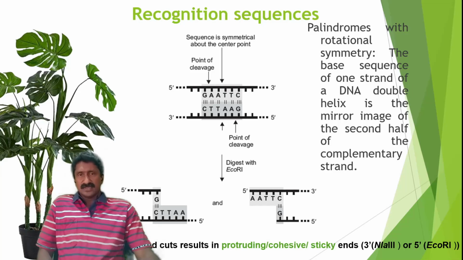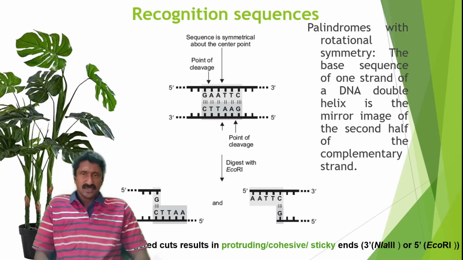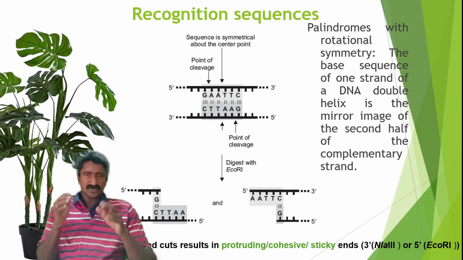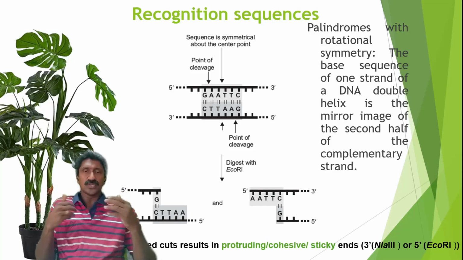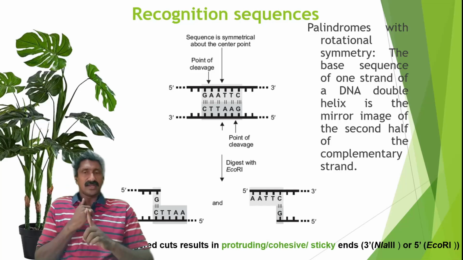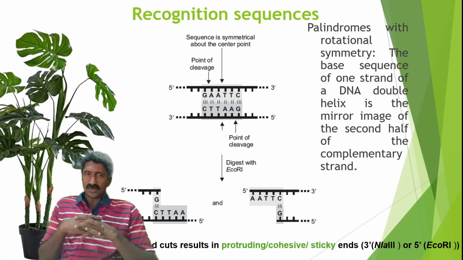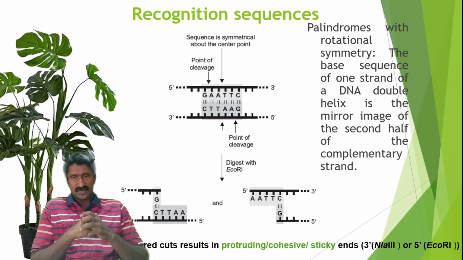Here this is a staggered cut. A blunt cut means a straight cut, and both strands will be cut at the same position. Whereas if the strands are cut at different points, so that a sticky or protruding end is created on both strands, then that is a staggered cut resulting in protruding or cohesive or sticky ends. Some examples are EcoRI or NlaIII. These are examples of enzymes which create protruding, cohesive or sticky ends.